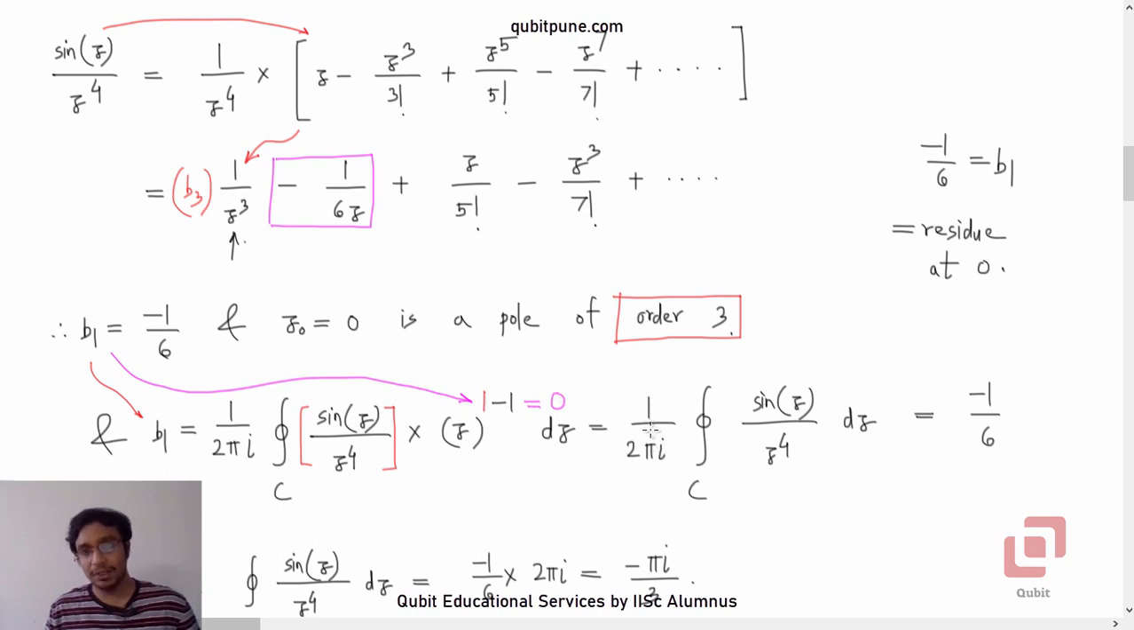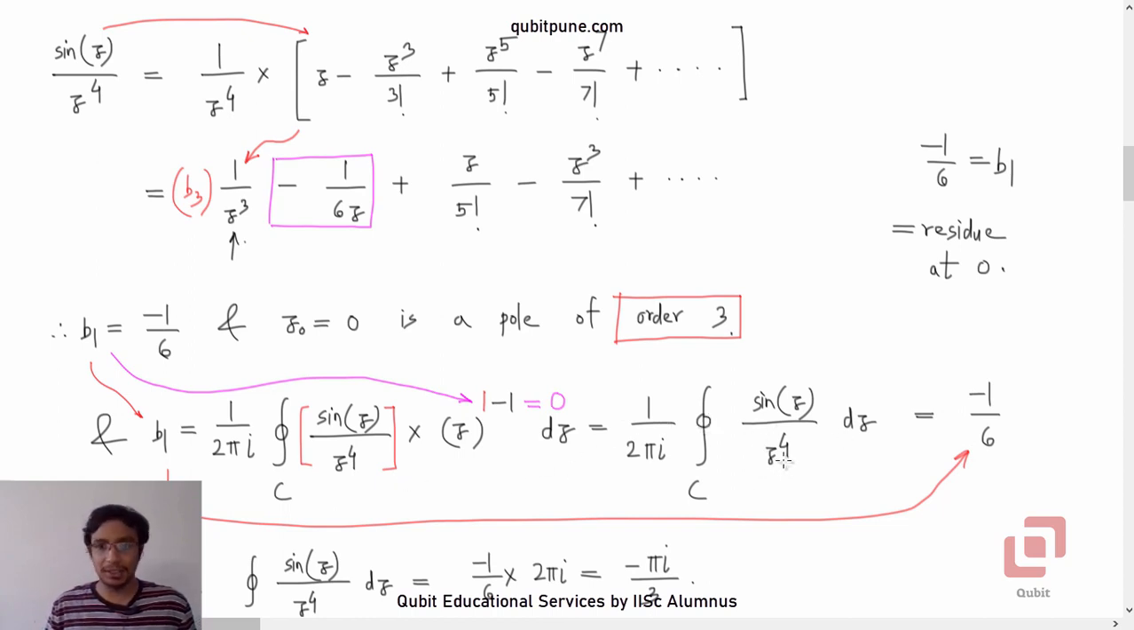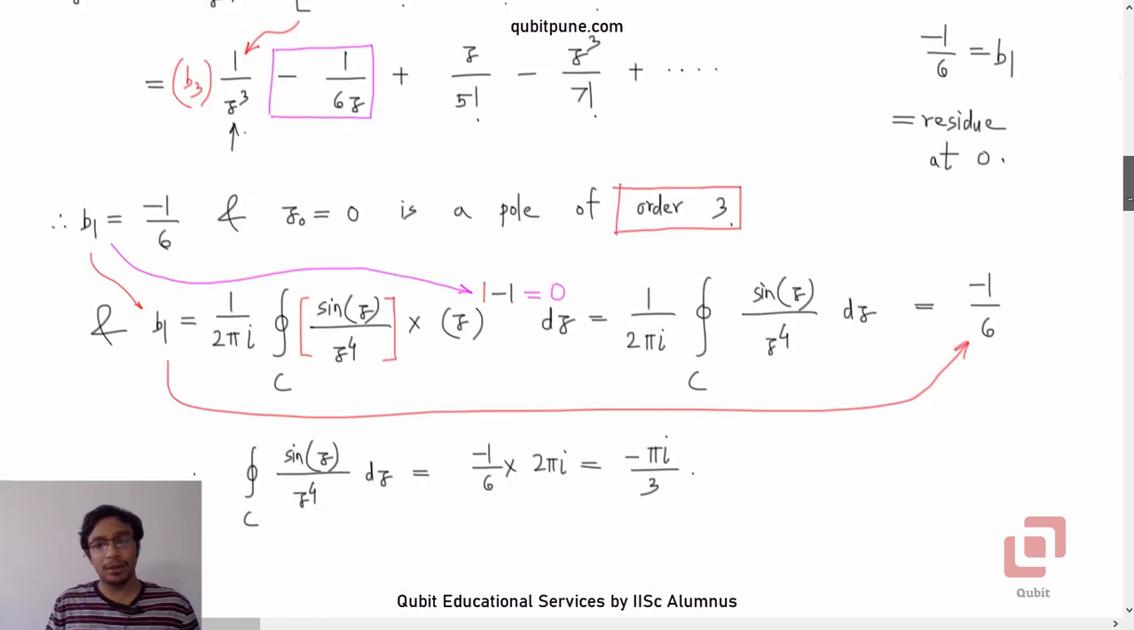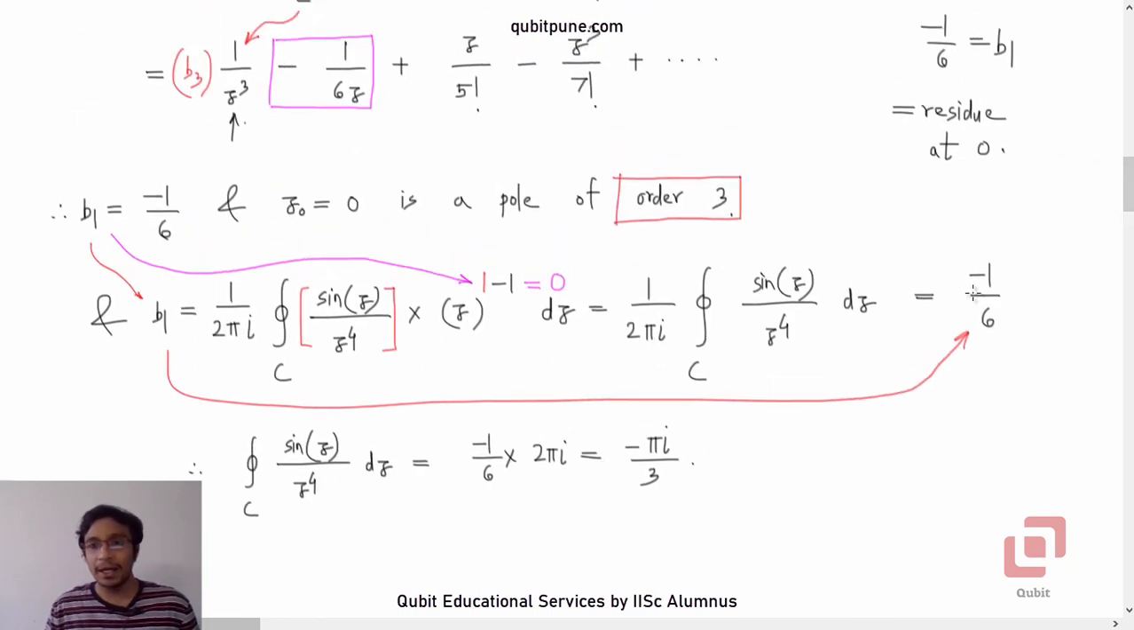So what we have is actually 1 upon 2 pi i into the integral along C of sin z upon z to the power 4, and we have already obtained b1 by the Laurent series, which is negative 1 upon 6. So we have now computed the integral, so to speak. The integral's value is going to be 2 pi i times negative 1 upon 6. You just shift 2 pi i to the other side, which will then give you the value of the integral as minus pi i by 3.